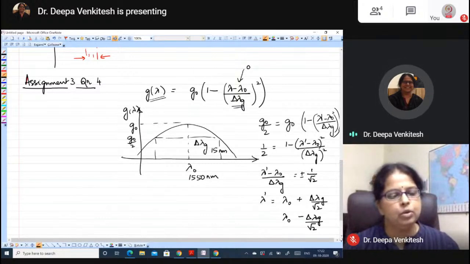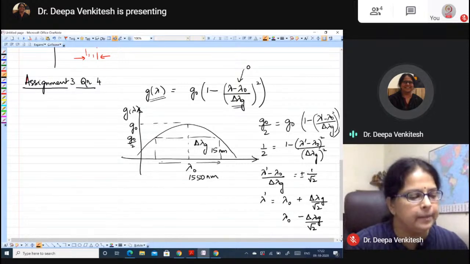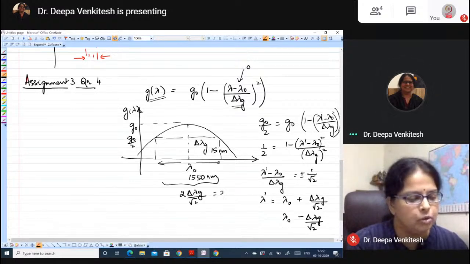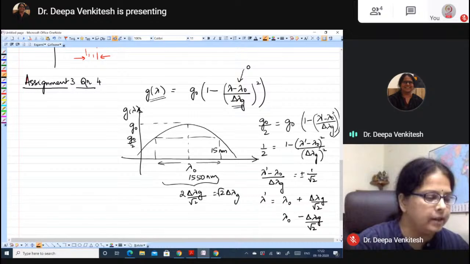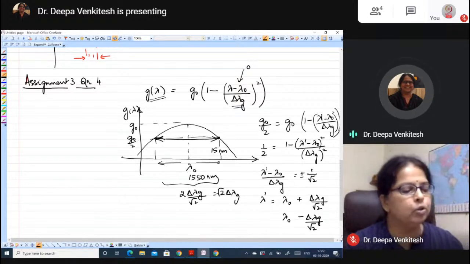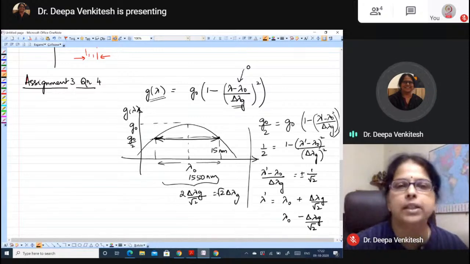At lambda G by root 2 wavelength away from the lambda naught, this G naught is becoming G naught by 2. So this width is simply twice delta lambda G divided by root 2, so this is actually root 2 delta lambda G. If your gain has the width corresponding to the lambda, the width of this gain spectrum for which the gain coefficient drops to half its peak value, right? So that's the meaning. That's how you understand this gain spectrum.